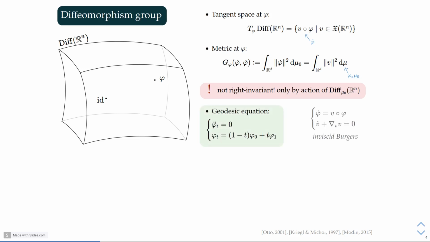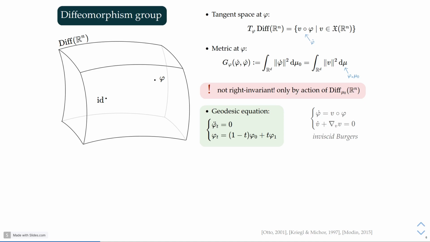So once we have the metric, we can just look at the geodesic equation. It happens that this metric is flat, so we have a very simple geodesic equation. It's just like a linear interpolation between the two diffeomorphisms. We can also formulate it as follows on the right. It's the implicit Burgers equation. And so now we have the geodesics.